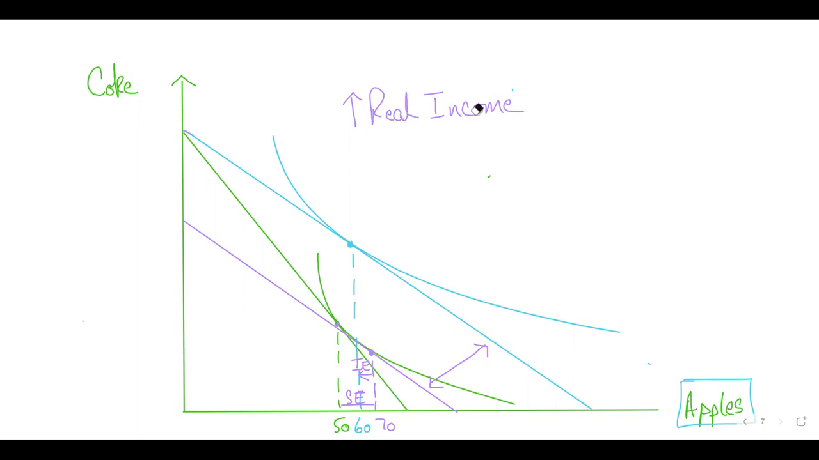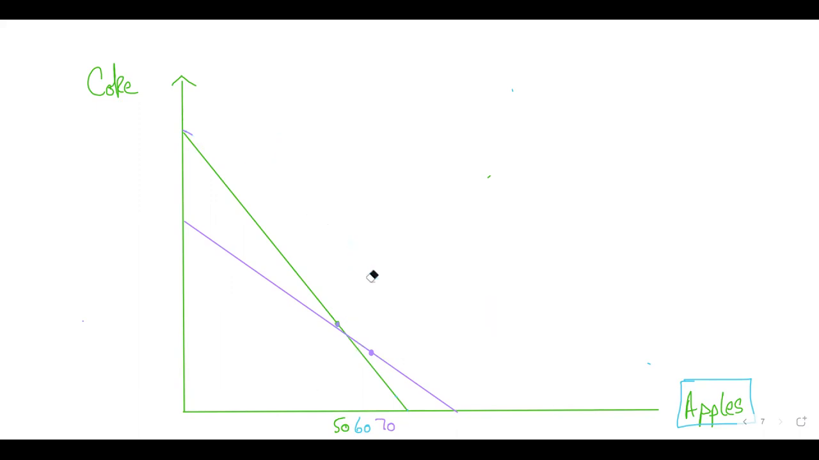Now, if we have to show the same thing for Giffen goods, do you know the difference between inferior and Giffen goods? Giffen goods are a special kind of inferior goods. Just give me a second, I'll redo this thing.